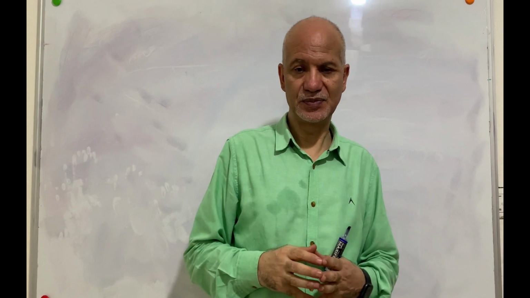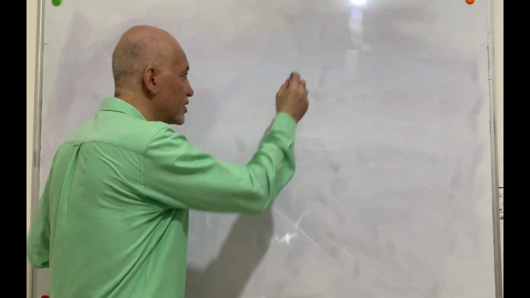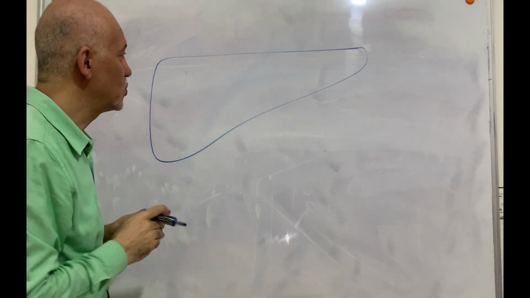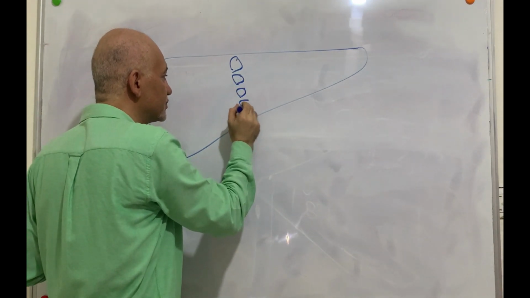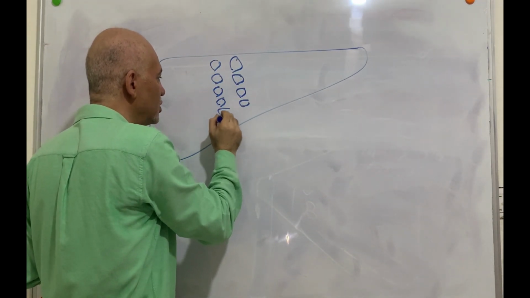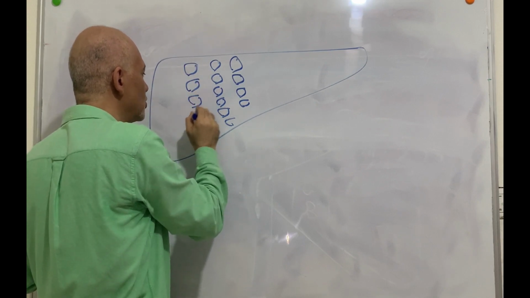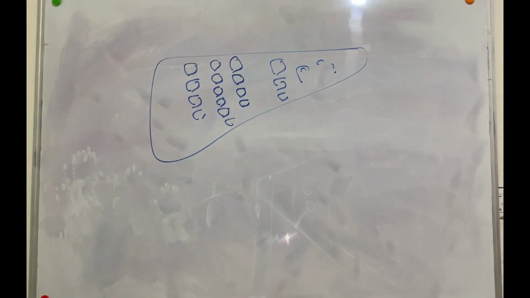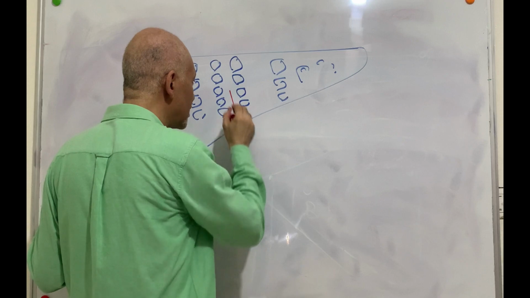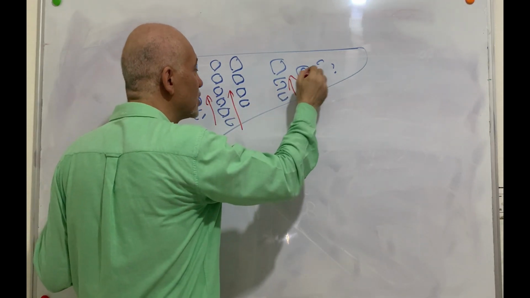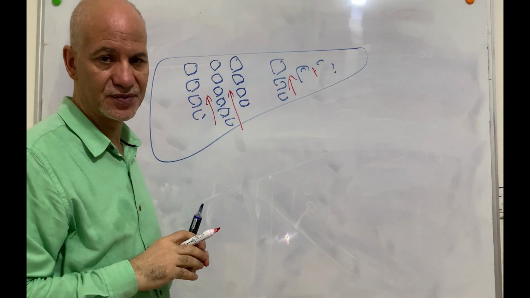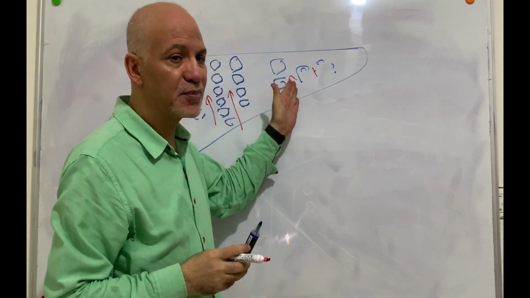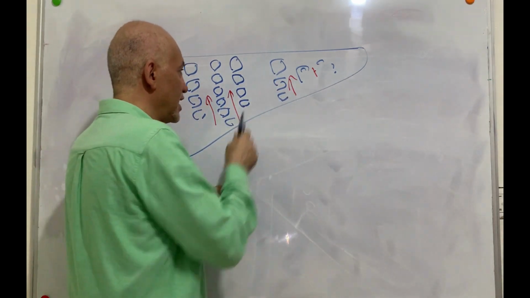Extrahepatic biliary system. What is the biliary system? The liver is formed of cells of the liver, hepatocytes and so on, discussed in detail in histology, right lobe and left lobe and so on. Inside the liver there are what are called bile canaliculi. This is called the intrahepatic biliary system.